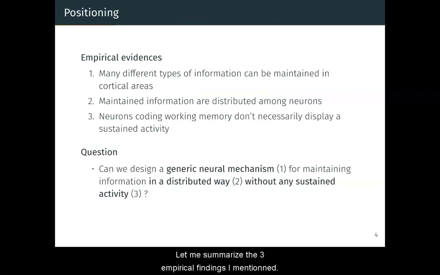Let me summarize the three empirical findings I mentioned. 1. Many types of information can be maintained in cortical areas. That suggests that there could be a generic underlying mechanism. 2. Maintained information seems to be distributed among some neurons. And 3. Those neurons don't necessarily display a sustained activity. The question we asked ourselves was then, can we design a generic neural mechanism for maintaining information in a distributed way and without any sustained activity? And the answer is yes. Let me go through it.